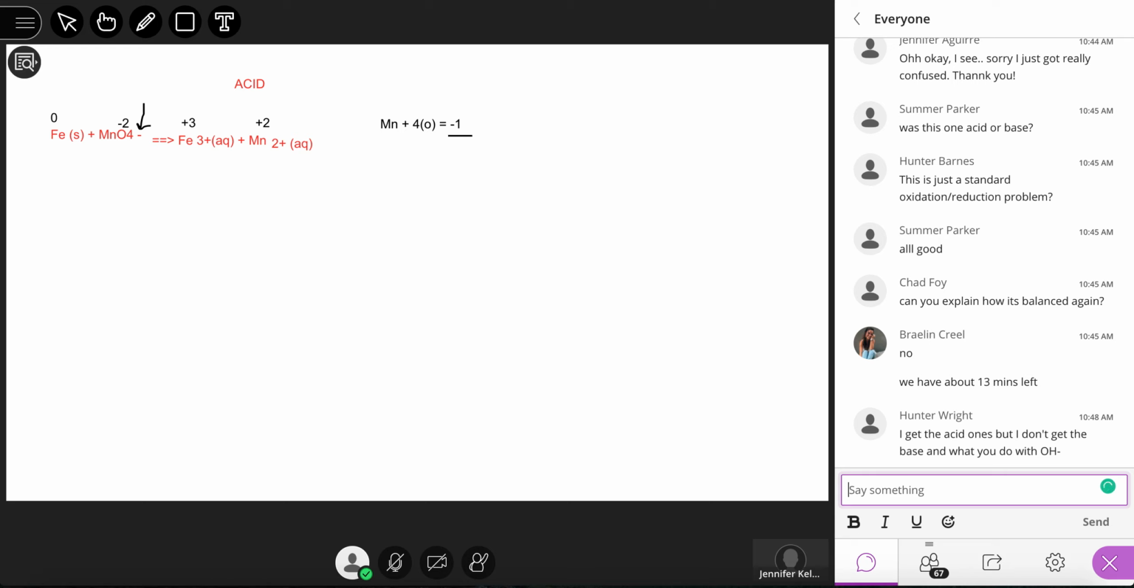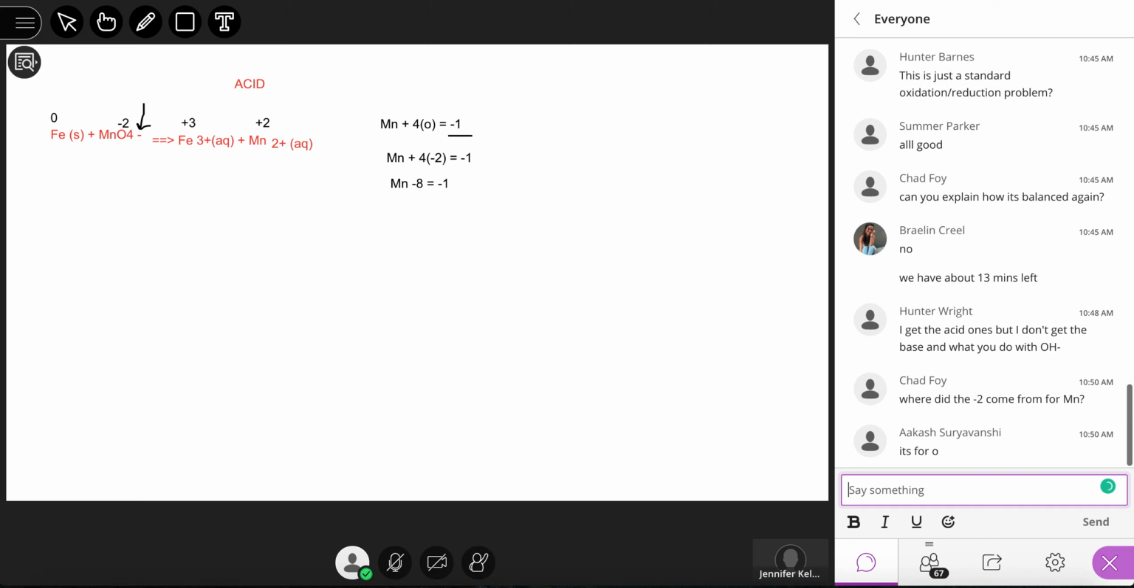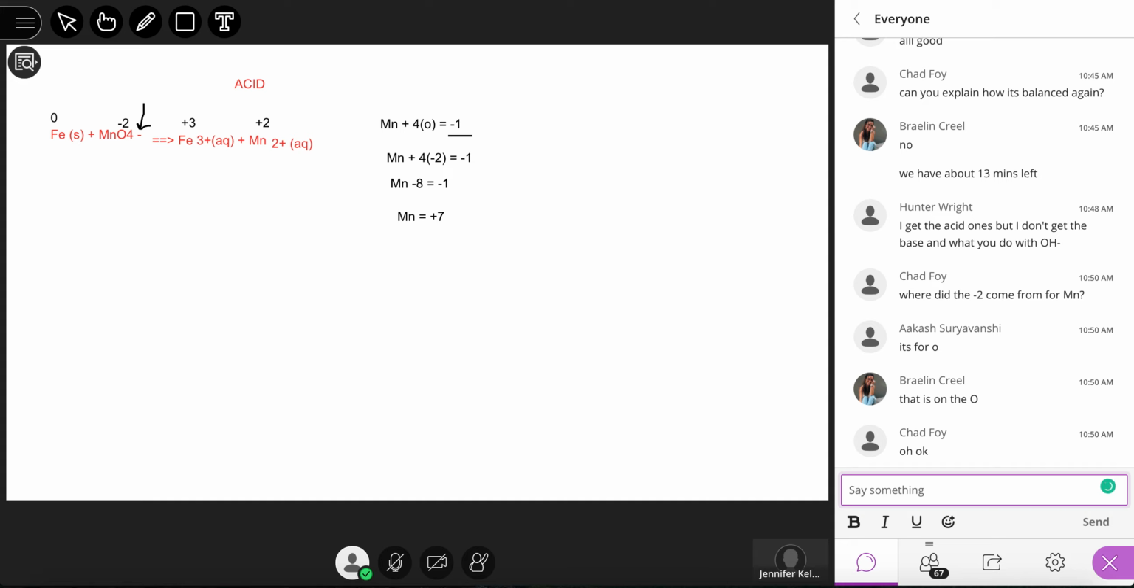All right, so then that becomes Mn plus 4 times -2, because -2 was the charge we gave it. That becomes Mn minus 8 equals -1. I'm going to add 8 to both sides. Mn equals +7. Let's see, where did the -2 come from? The -2, that's for the oxygen. That was the oxidation state for oxygen. That's a good question. Okay, so the oxidation number for manganese we calculated to be +7.